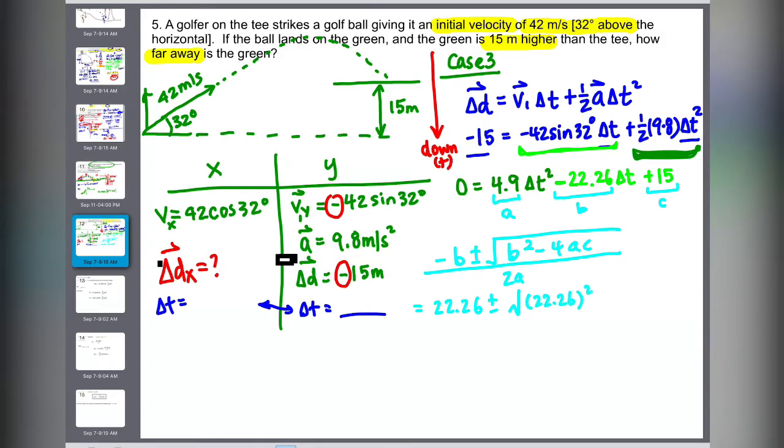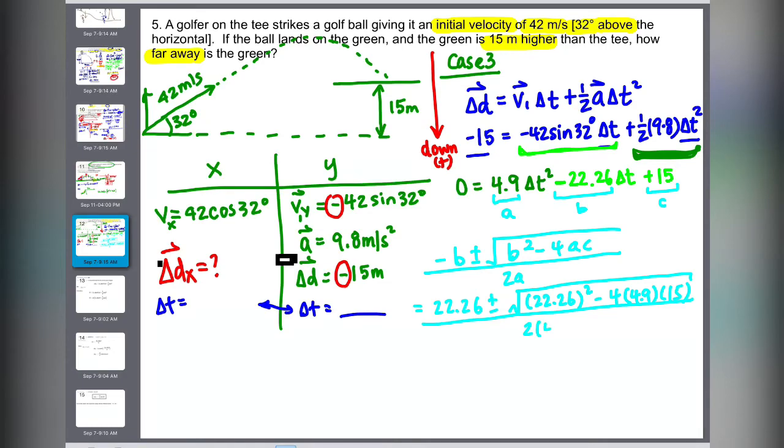So 22.26. I know I drop all the negatives just because when I take the square of something, it's gone. If you need to write it in, it's fine. Just be careful when you multiply it, right? So 4 times a is 4.9, times c, which is a positive 15. I'm going to close off the discriminant.